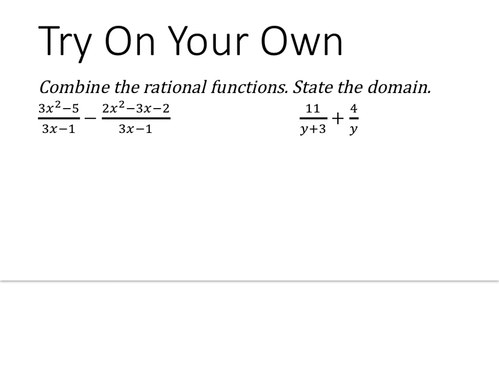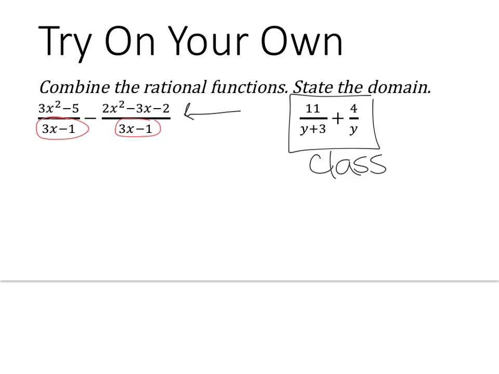So this is actually going to be your try on your own. Again, let's save this one for class time, which means you just need to follow this example. As you notice, this example does have common denominators. So you want to look at the examples on the first page, examples 1 and 2. Follow those steps, combine, notice it's a subtraction problem, so remember what I said about how to subtract. Otherwise, just combine your numerators and see if you can factor at the end and state the domain.